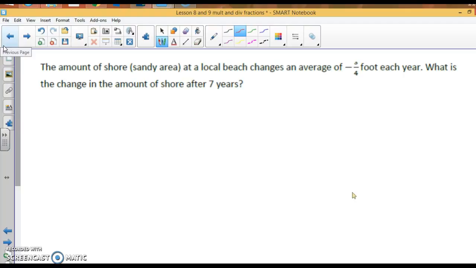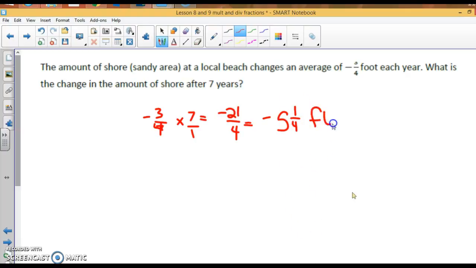The amount of shore, which is the sandy area at a local beach, changes on average of negative 3/4 foot per year. They lose beach. What is the change in the amount of shore after 7 years? So negative 3/4 per year times 7. Put that over 1. There's no reducing I can do, so I can multiply straight across. Negative 21/4, which, as a mixed number, 4 goes into 21 5 times, so negative 5 and 1/4 feet.